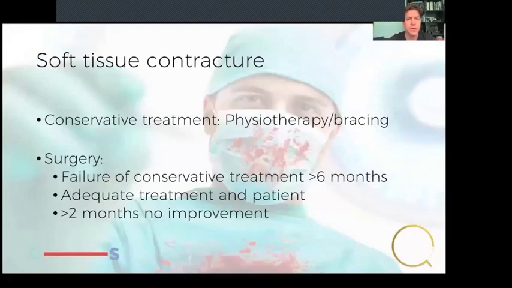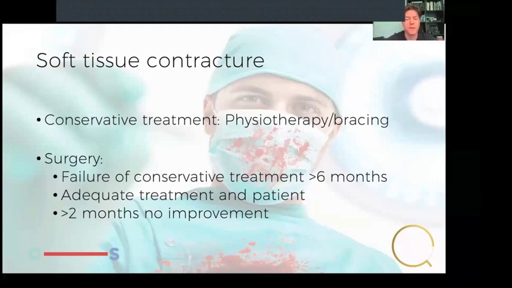When there's a soft tissue contracture causing stiffness, I think conservative treatment is the main thing. When do we perform surgery? We perform surgery with failure of conservative treatment for at least 6 months. And I'd like to add that there has to be an adequate treatment and an adequate patient. And I prefer to operate if patients have more than 2 months of no improvement.